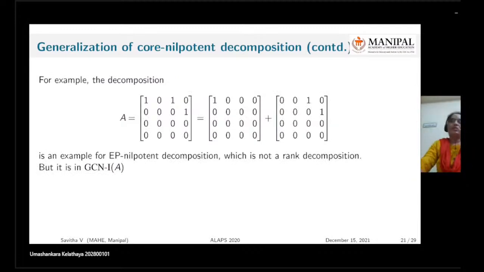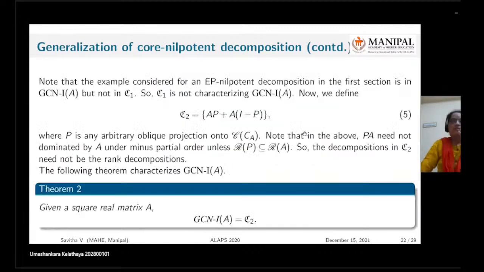So this class C1 satisfies the matrix decomposition. But now we consider this example, the matrix A given as a sum of these two matrices. Clearly this decomposition is in GC1 of A, but it is not satisfying the rank condition. This says that C1 is not characterizing GCN1 of A.